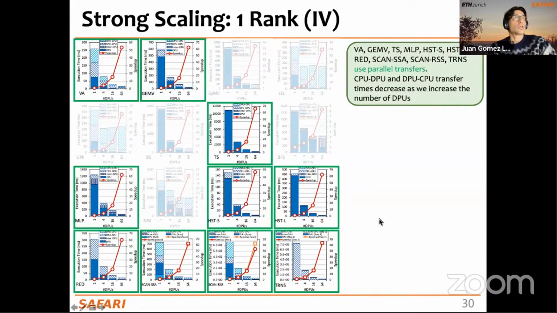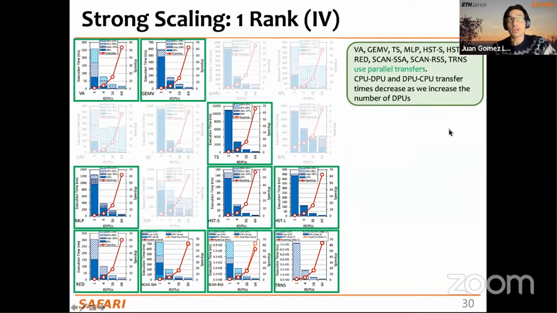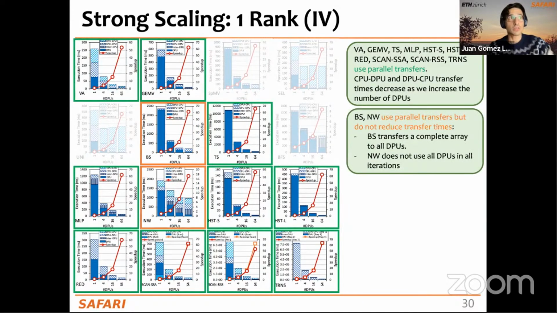In a majority of benchmarks, as you can see, we can use parallel transfers between CPU and DPU and between DPU and CPU. This means that the time needed for these parallel transfers decreases as we increase the number of DPUs. And why is that? Because we are inside the same rank, and inside the same rank we can parallelize the transfers. We can achieve higher bandwidth as we increase the number of DPUs. This is something that we discussed in the previous lecture, and that's what we observe for these benchmarks.